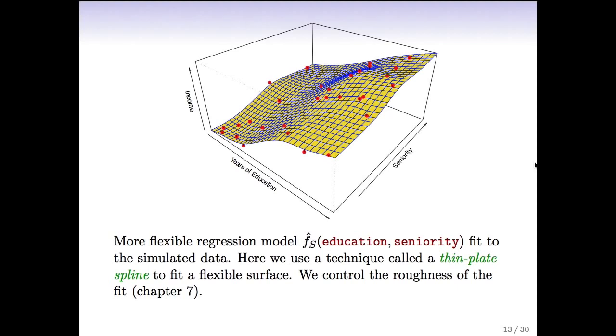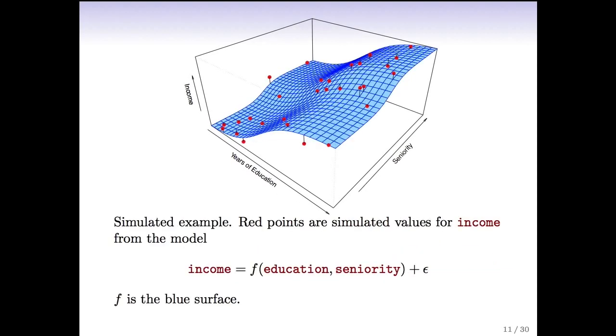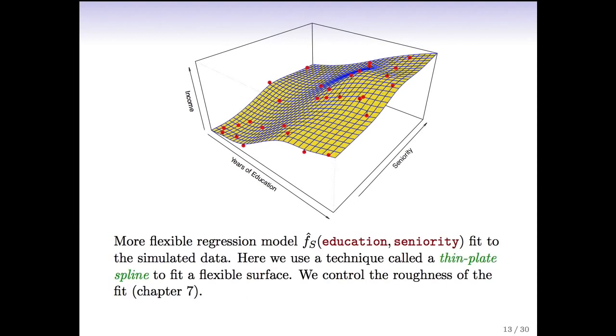Here's a more flexible regression model. We've actually fit this using a technique called thin plate splines. And that's a nice smooth version of a two-dimensional smoother. It's different from nearest neighbor averaging, and it's got some nicer properties. And you can see this does a pretty good job. If we go back to the generating data and the generating surface, this thin plate spline actually captures more of the essence of what's going on there.